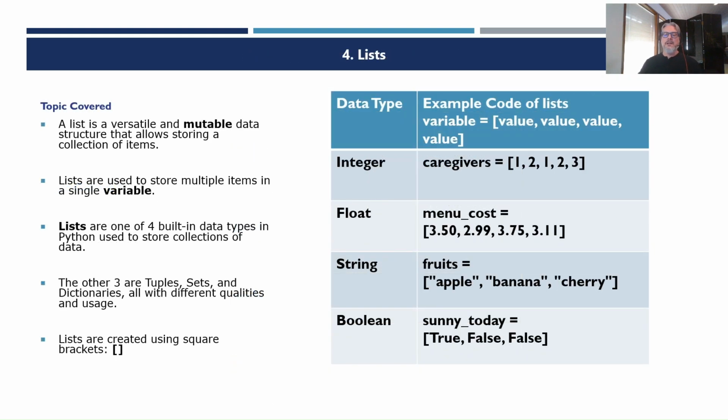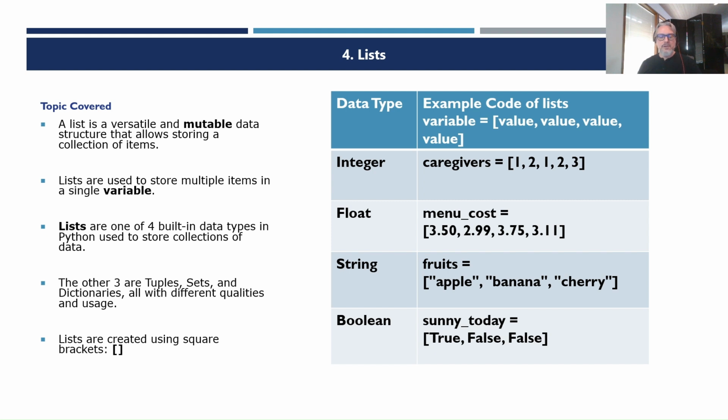Lists. A list is a versatile and mutable data structure that allows storing a collection of items. Lists are ordered and contain elements of different data types. They are denoted by square brackets, and elements are separated by commas. Lists offer various methods for adding, removing, and manipulating elements, as well as indexing and slicing operations. Lists are one of 4 built-in data types in Python used to store collections of data. The other 3 are tuples, sets, and dictionaries, all with different qualities and usages.